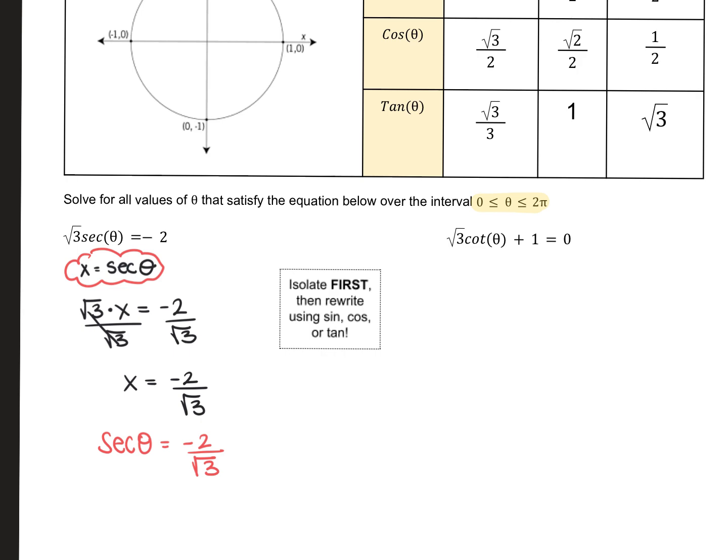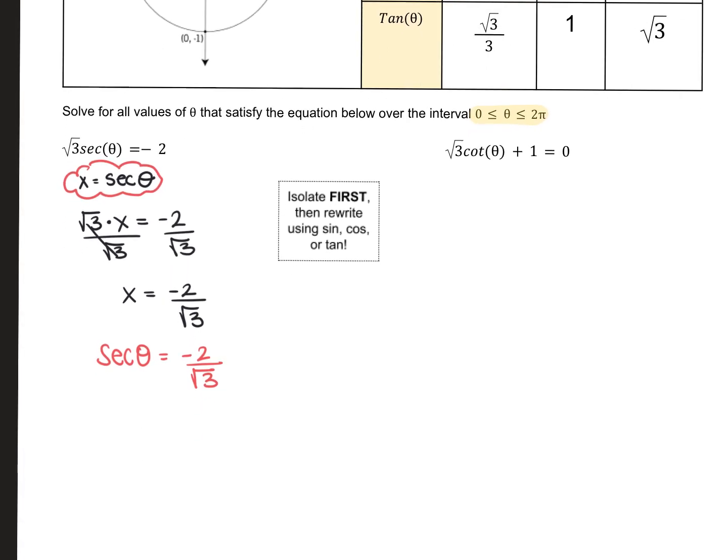Now, anytime we have what's called a reciprocal function, right, this secant or cotangent, we must write it in terms of sine or cosine or tangent. So we have to bring this back to cos. And we know the relationship between secant and cos is that they're reciprocals.